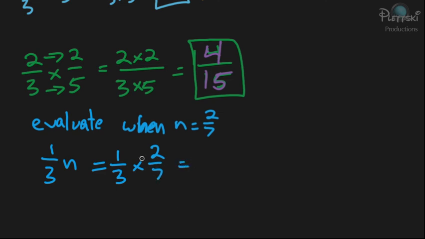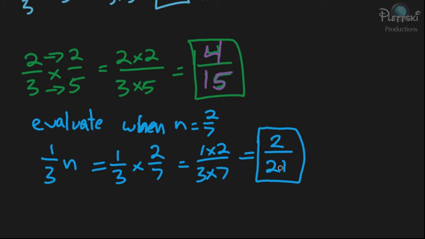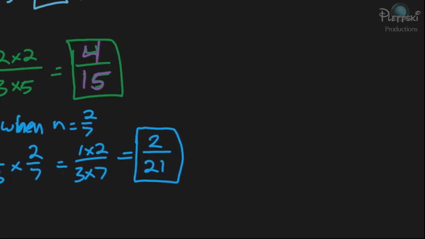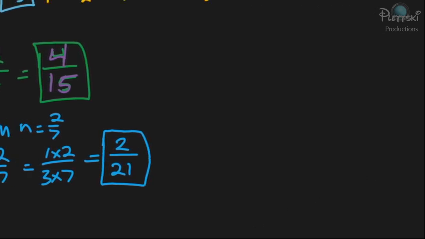So instead of 1/3 times n, you'll write 1/3 times 2/7. And then all you have to do is multiply the numerators, so 1 times 2, and put that over the denominators, and you multiply those. So 3 times 7. So you get 1 times 2, which is 2, over 3 times 7, which is 21. And I think that should help you. Sometimes it's more beneficial to simplify before you multiply. And with this problem, you can't simplify, so we're done at that point.